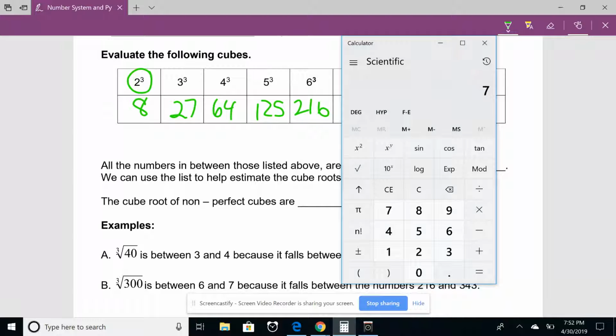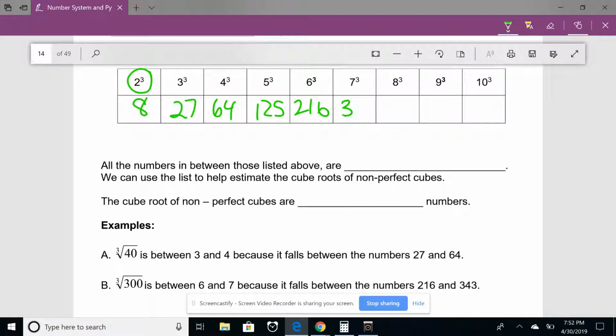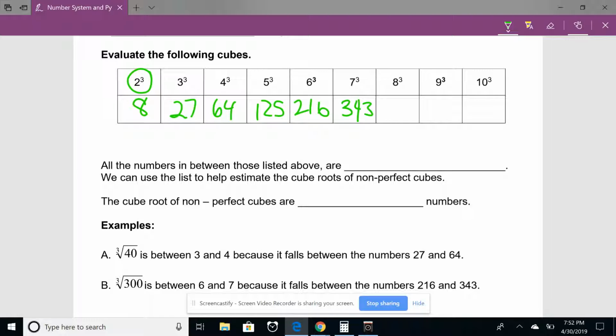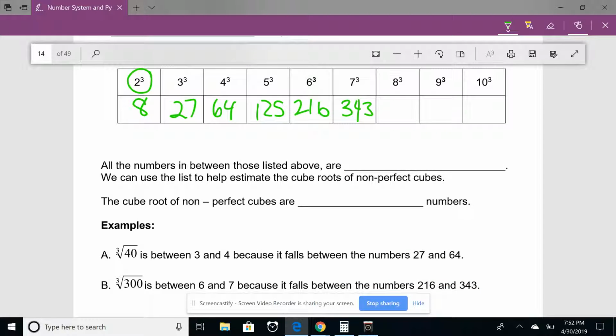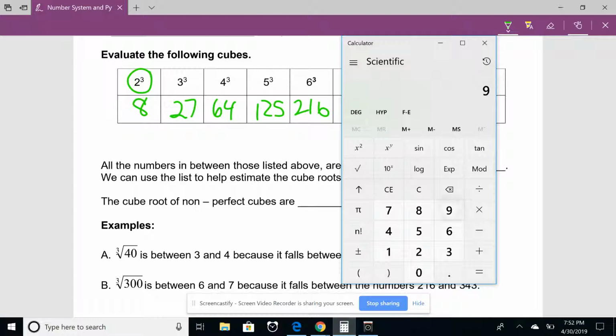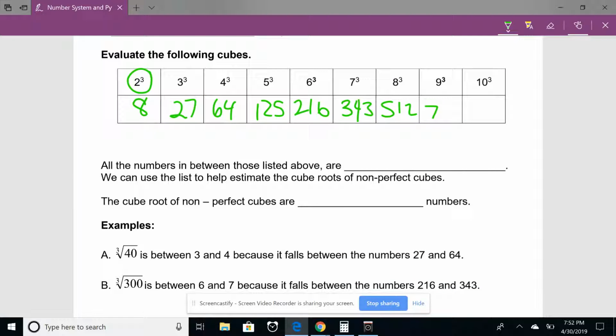7 cubed is 343. 8 cubed is 512. 9 cubed is 729. And 10 cubed is 1 and 3 zeros. I know that off the top of my head.